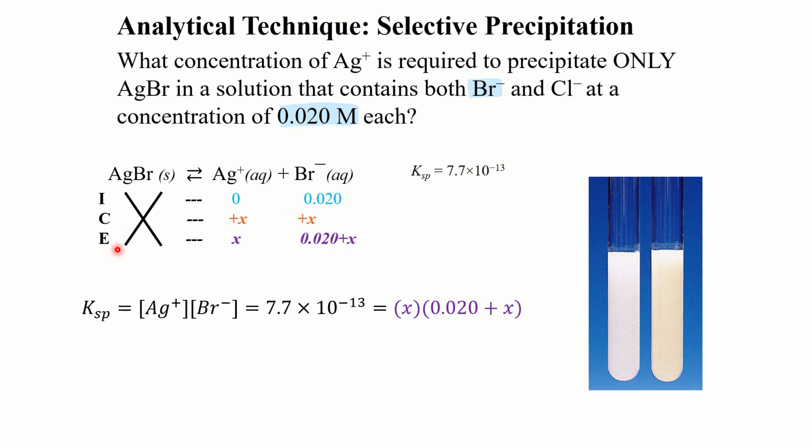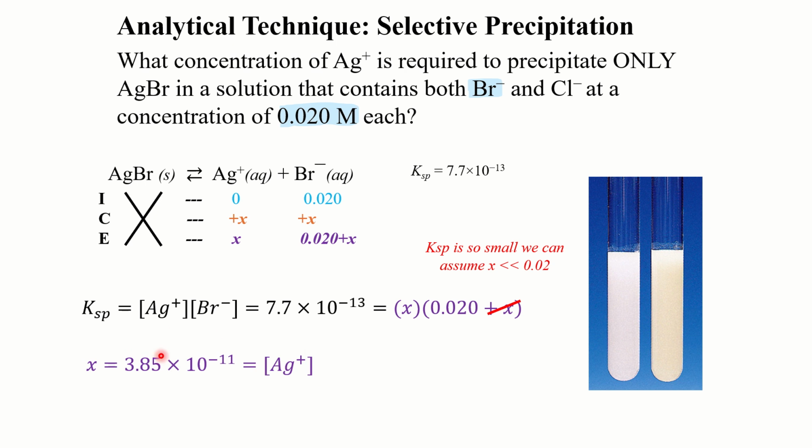We can go ahead and set up that KSP expression. KSP is equal to the concentration of Ag+ times the concentration of Br-, remembering that the solid does not appear in the expression. This is equal to 7.7 times 10 to the negative 13th. We can plug these values in for Ag and Br. KSP is extremely small here, so we can ignore that X. We can use the small x approximation, and we can solve and find that X is equal to 3.85 times 10 to the negative 11th.